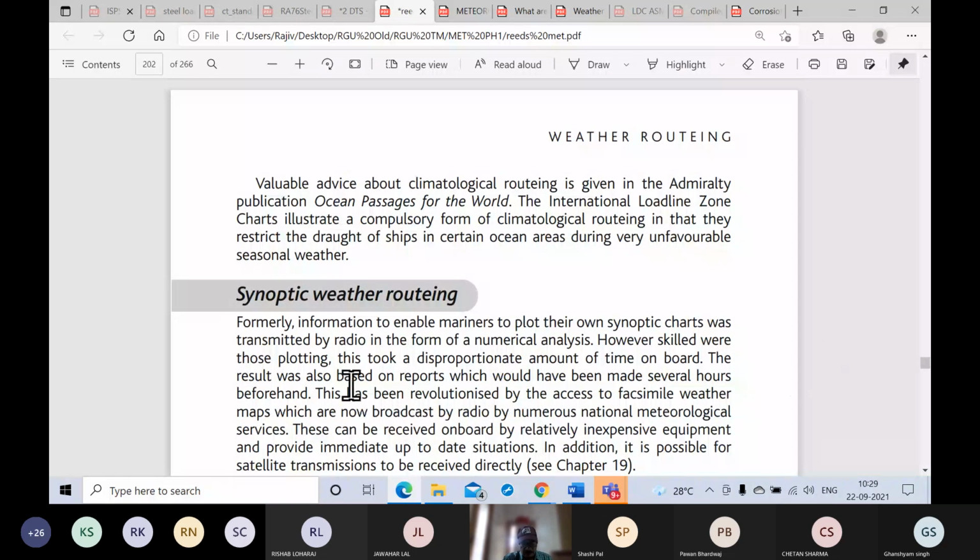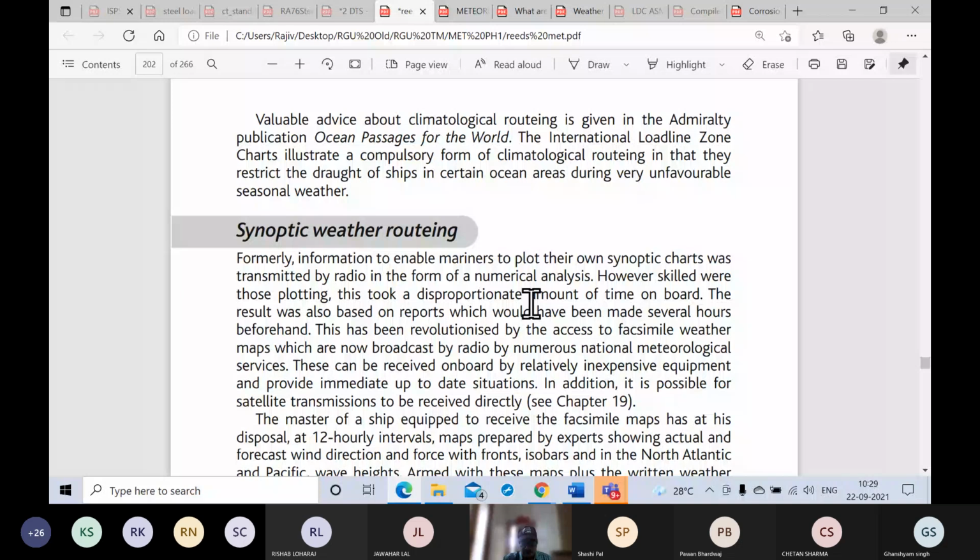Then, as we go along, this is another method. One was climatological, and this one is synoptic weather routing. As you will remember, load line zones restrict the draft of ships, although correctly speaking they restrict freeboard, but obviously freeboard will fall back on drafts. So these zones also restrict ships in certain ocean areas under very unfavorable seasonal weather. So this also helps.